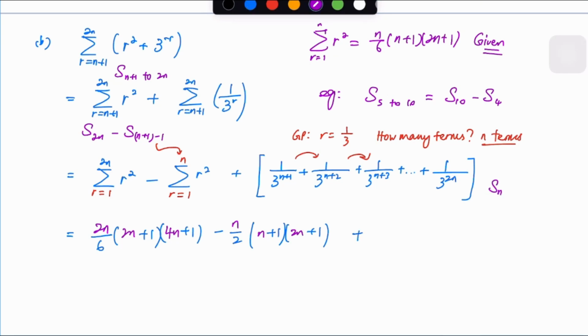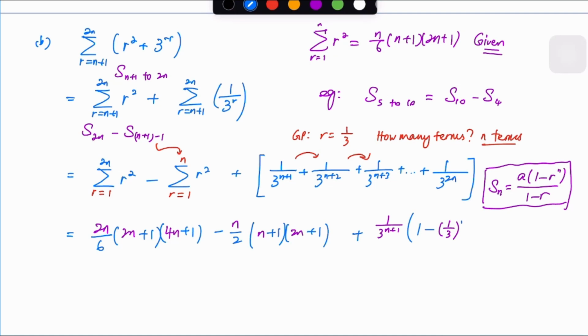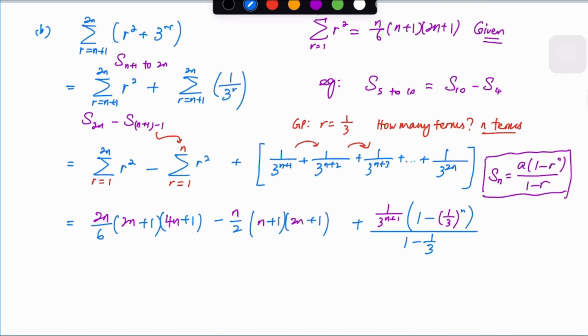Now the next one is the sum of a GP. Sn will be equal to, what's the formula? a(1 minus r to the power n) divided by 1 minus r, correct? This is the formula for Sn of a geometric progression. So we make use of this. What's the first term? The first term is 1 over 3 to the power n plus 1. Then over here, 1 minus the common ratio 1 over 3 to the power n, divided by 1 minus 1 over 3. Yes, this is very long.